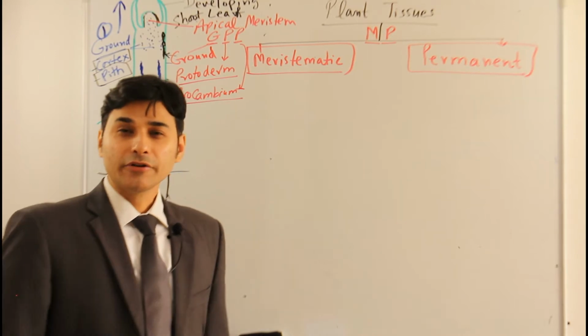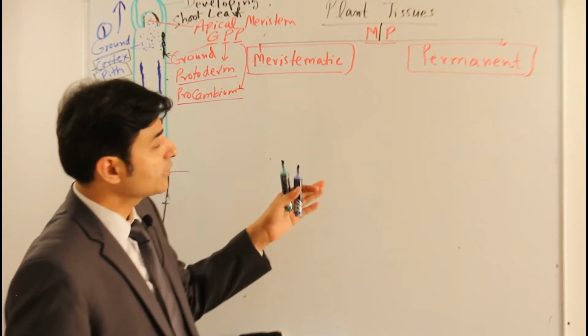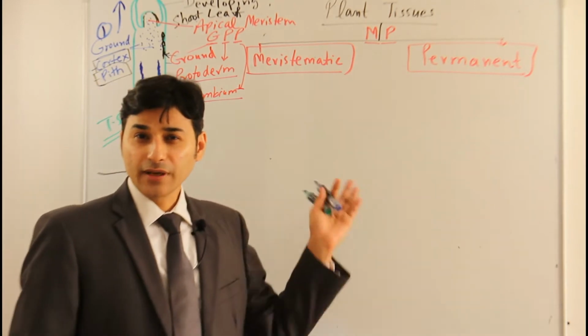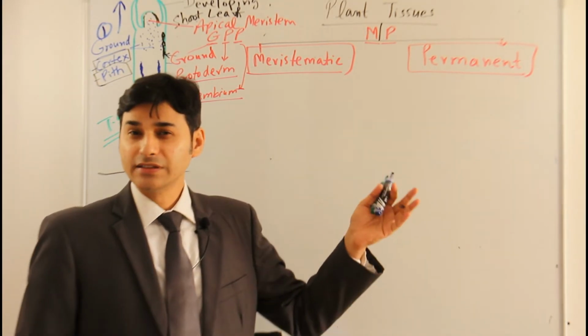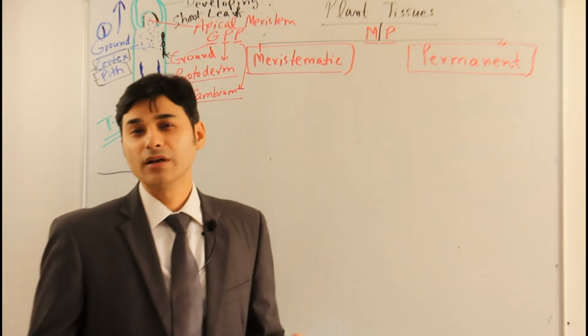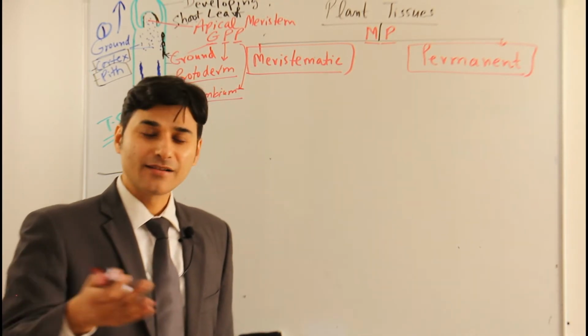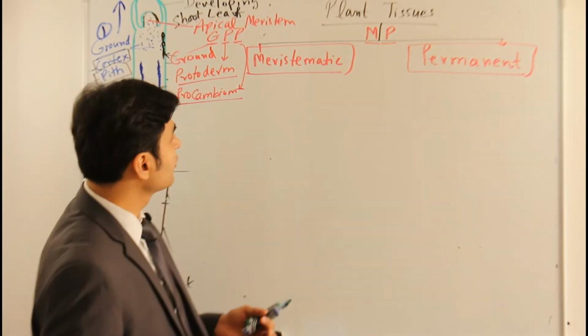Now in the previous video we discussed the plant tissues and we discussed that it is of two types. I have discussed all the details of the meristematic tissues, the types, and how to remember the types of meristematic tissues in a very easy way. You can find my earlier videos there.